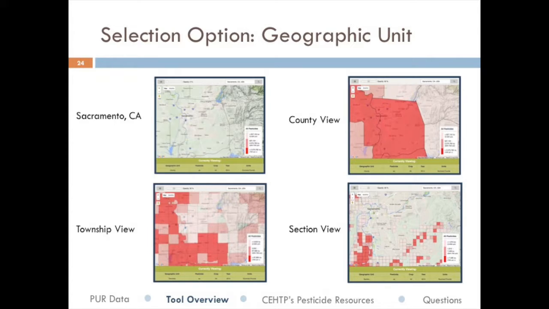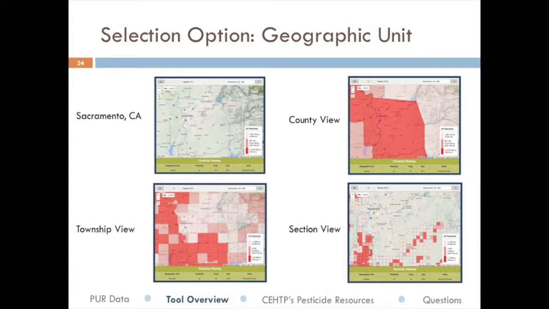The next 2 geographies, townships and sections, are designations from the Public Land Survey System. Townships are approximately 6 mile by 6 mile squares. Each township contains 36 sections, which are approximately 1 mile by 1 mile square. Sections are the most refined geographic data that we have available on the pesticide mapping tool.